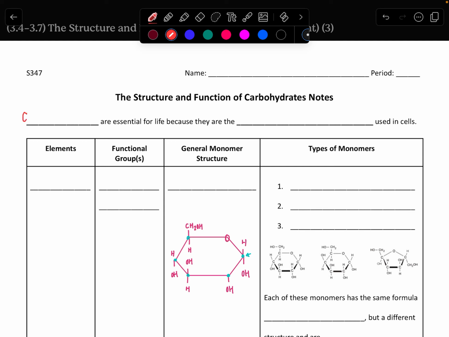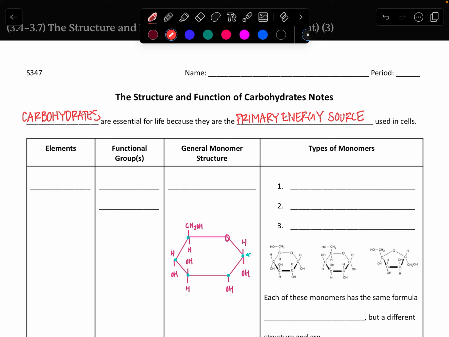So first off, we're going to talk about why carbohydrates are important. Well, carbohydrates are essential macromolecules for life because they really are the primary energy source in all living things. So this is what your body is going to turn to for energy, really in all of your cells. So if it's available, your body is going to use it, okay?